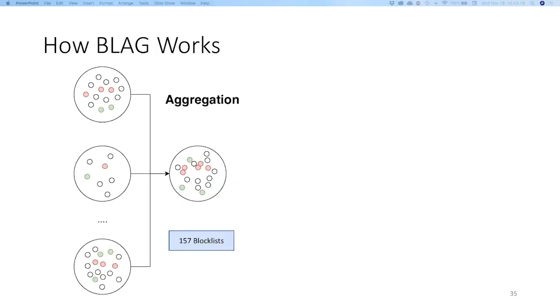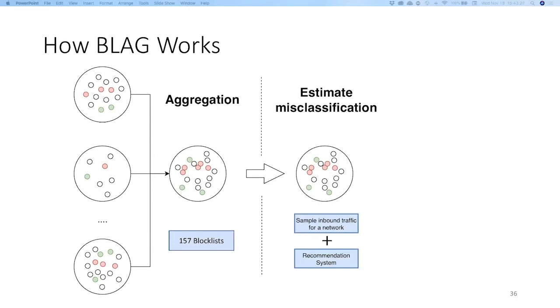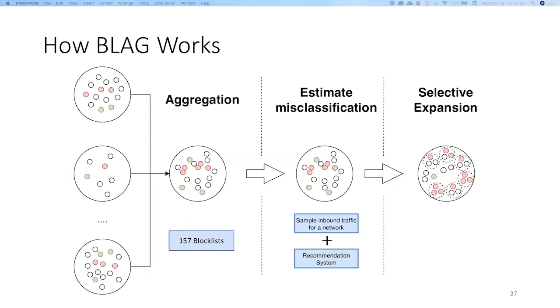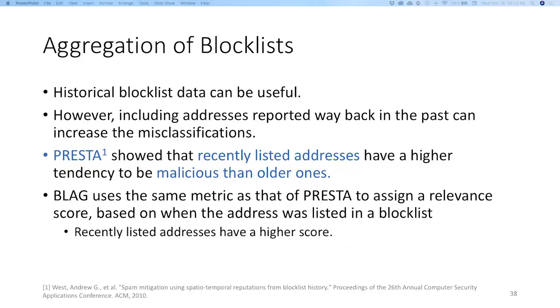So how does BLAG work? The first step of BLAG is the aggregation phase, where it aggregates over 157 block lists of different attack types. Then BLAG estimates the misclassification by using a sample of the inbound traffic to the network and uses a recommendation system to prune out these misclassifications. Finally, BLAG selectively expands some of the IP addresses into IP prefixes to improve performance. So let's look into these individual steps one by one.